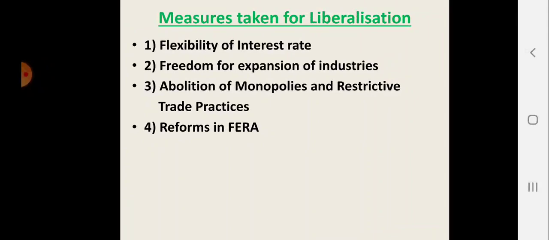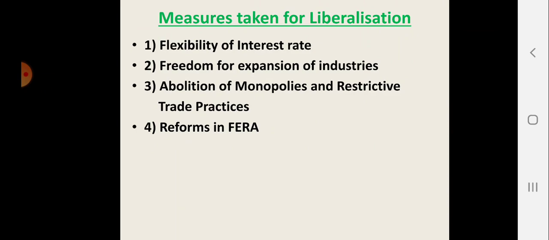Then the next point is the reforms in FERA, the Foreign Exchange Regulation Act. It was a restrictive act, so reforms brought flexibility in the laws relating to foreign exchange. The Foreign Exchange Regulation Act was replaced by the Foreign Exchange Management Act, FEMA. This will also encourage international trade. So the Management Act also supports international trade.